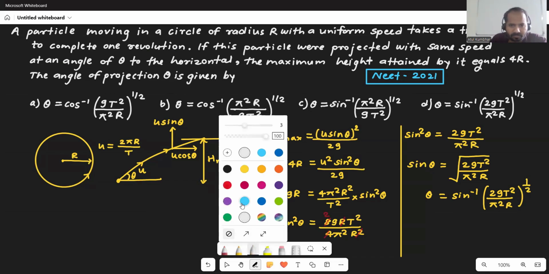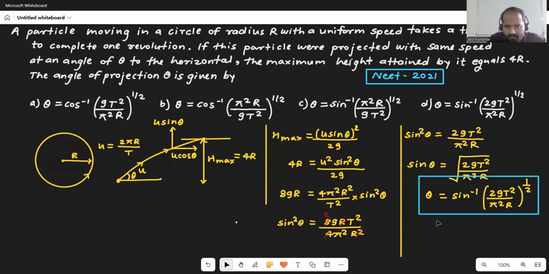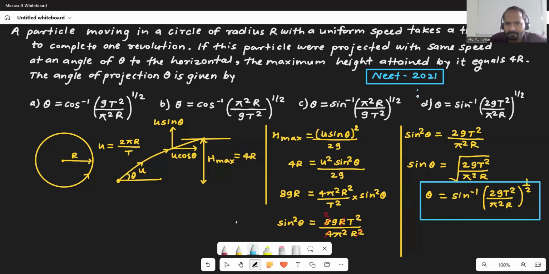So let me mark it. Just one minute. Yeah, so option D is the correct one here, this one. All right, just check: sine inverse of 2g t square over pi square r, raised to 1 by 2.